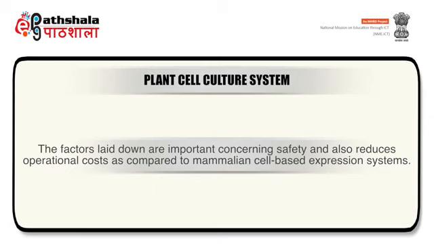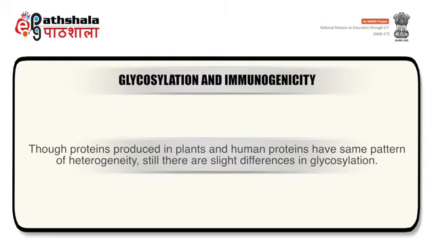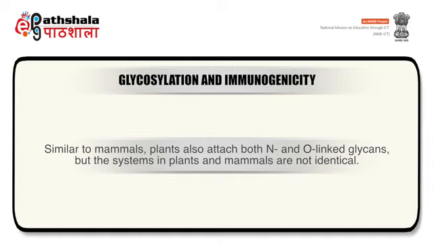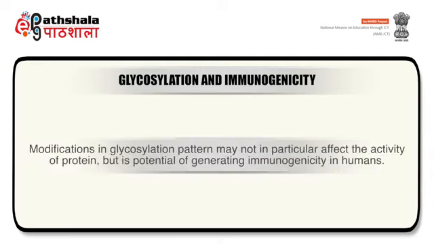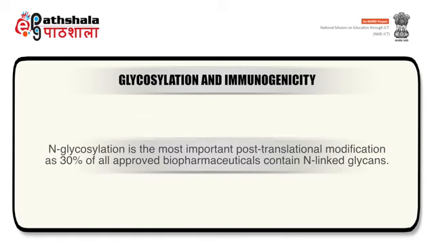Though proteins produced in plants and human proteins have some pattern of heterogeneity, there are still slight differences in glycosylation. Similar to mammals, plants also attach both nitrogen and oxygen-linked glycans, but the systems present in plants and mammals are not identical. Modifications in glycosylation pattern may not in particular affect the activity of the protein, but have the potential of generating immunogenicity in humans. Nitrogen glycosylation is the most important post-translational modification as 30% of all approved biopharmaceuticals contain nitrogen-linked glycans.